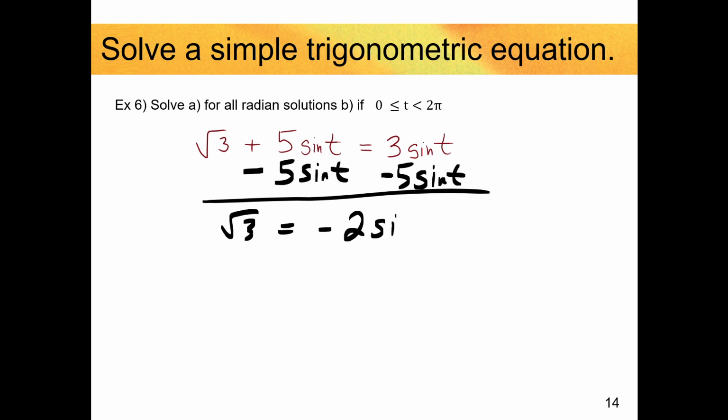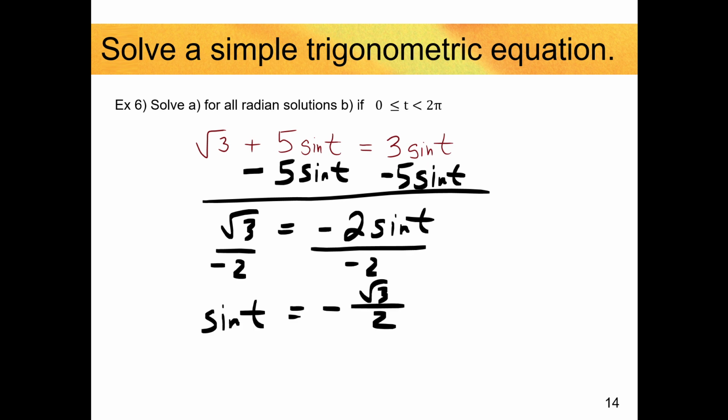I got myself this. Now I have to divide by -2. And then what I do here, I just switch it around. So sine of t is equal to negative root 3 over 2. Okay, nice. This is our sine function.